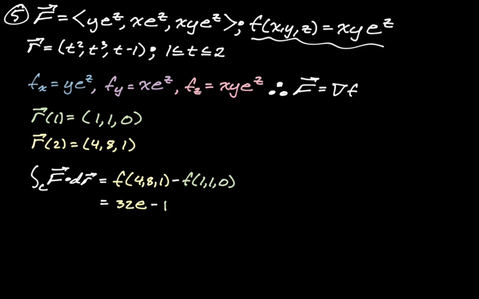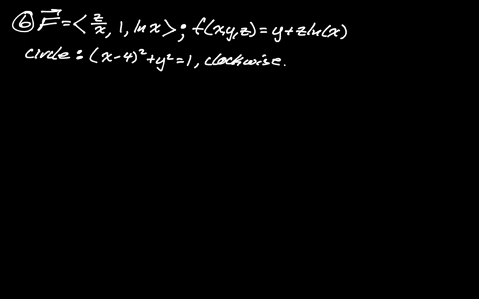All right, we're going to do one more in this one. So f is z over x, 1, natural log of x. That's our vector field. Our potential function is y plus z natural log of x. Our path is going to be the circle x minus 4 squared plus y squared equals 1, and we're going clockwise.